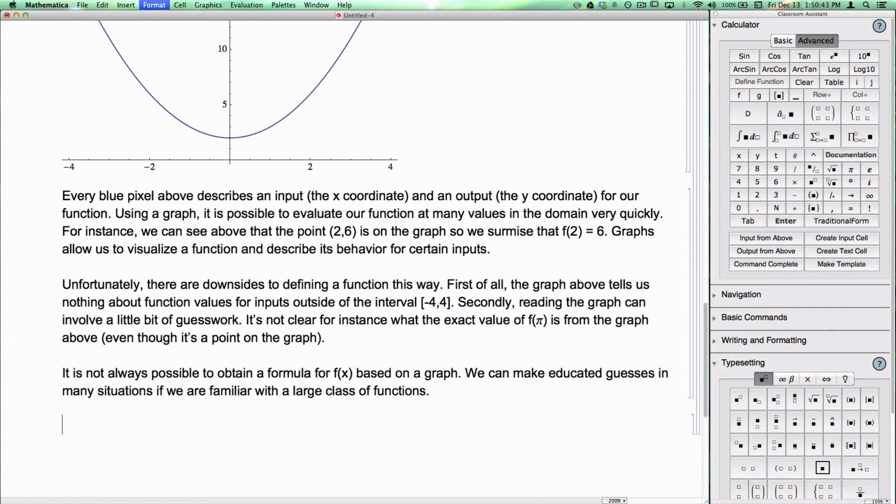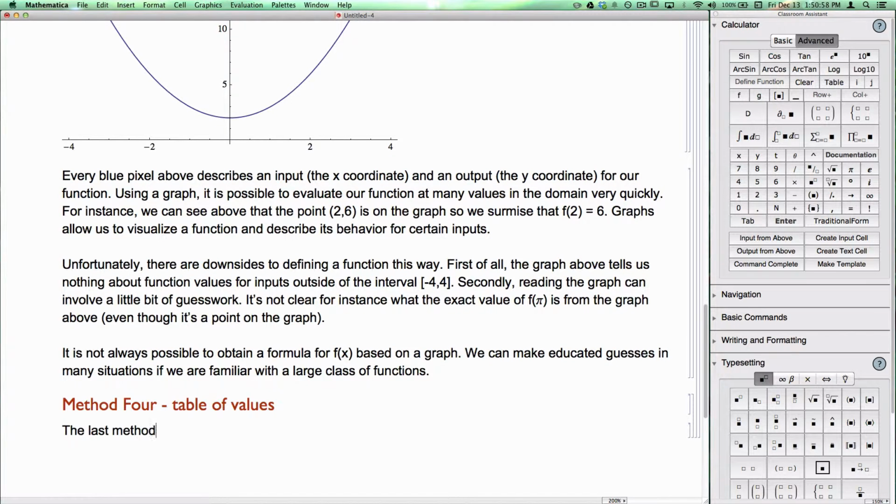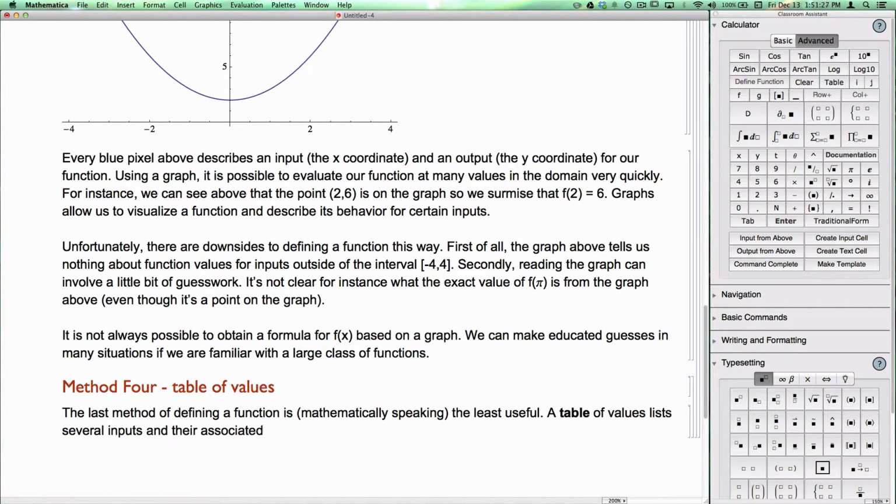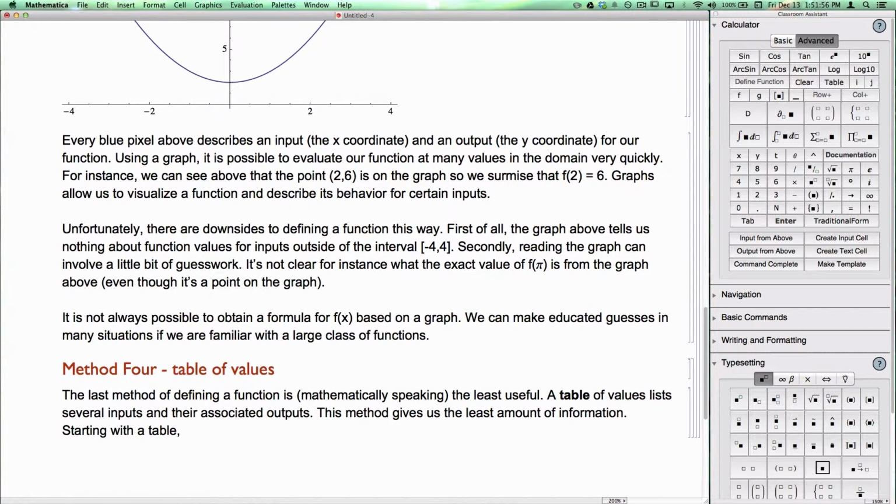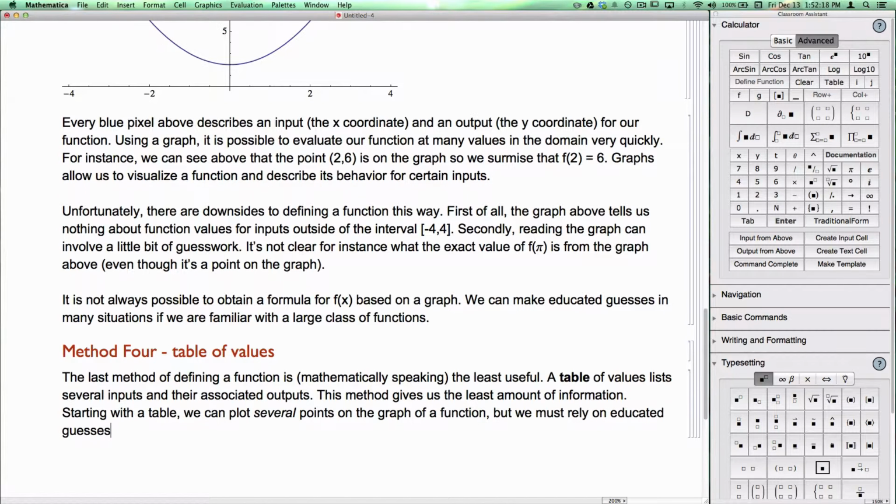Method 4, a table of values. The last method of defining a function is, mathematically speaking, the least useful. A table of values lists several inputs and their associated outputs. This method gives us the least amount of information. Starting with a table, we can plot several points on the graph, but we must rely on educated guesses again to fill in the blanks and get the entire graph.